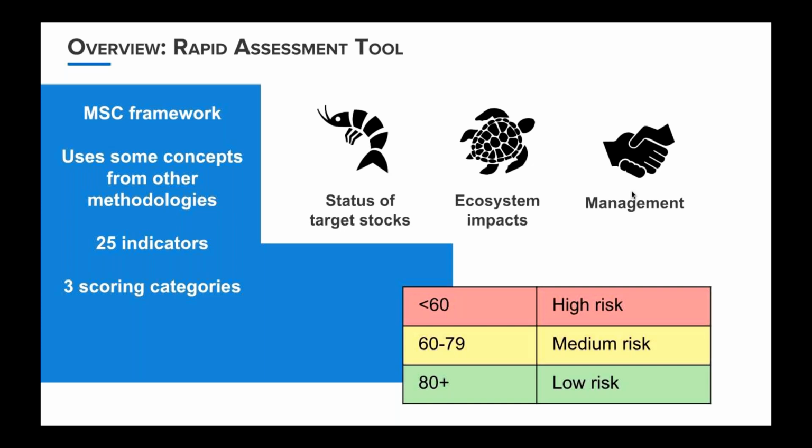And under the 3 principles, we evaluate 25 indicators, which are pretty equivalent to the MSC performance indicators. And each indicator will get a score from the assessor. So the scoring categories are shown on the lower right. We have red, high risk, equivalent to a less than 60 score on the MSC scale. Yellow, meaning medium risk, and green as low risk.